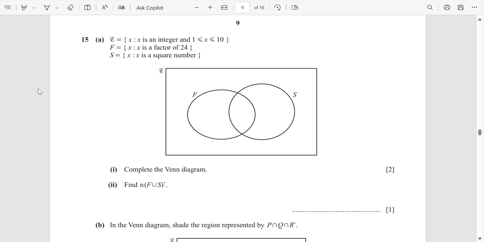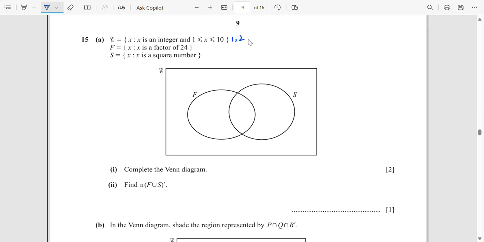This is the second part of May-June 2020 paper 1-1, and we're going to be continuing from question number 15. Here the universal set is x, such that x is an integer and x is less than or equal to 10 and greater than or equal to 1. So these contain 1 to 10. Then F is x such that x is a factor of 24.